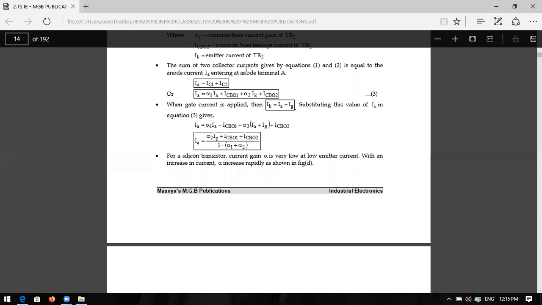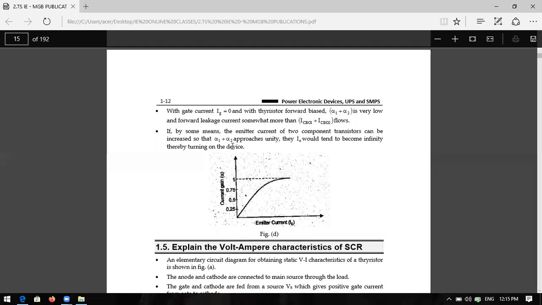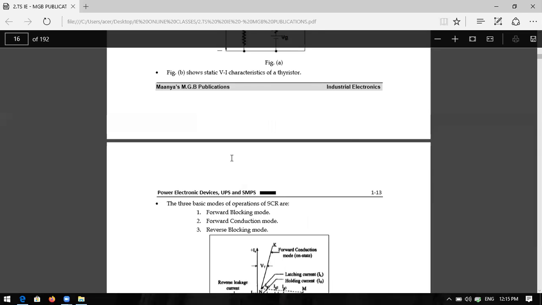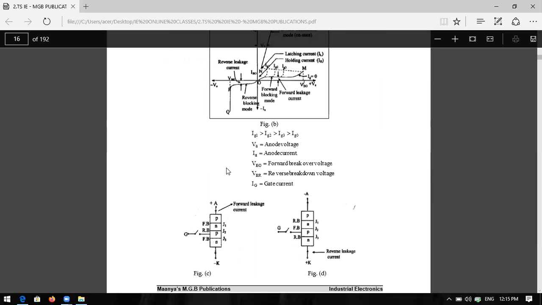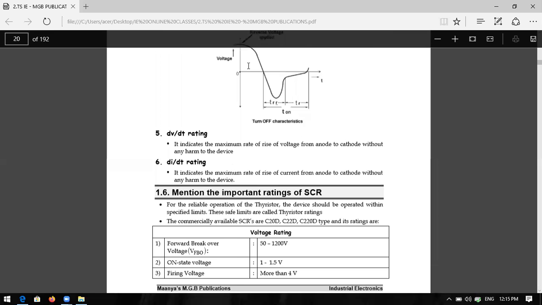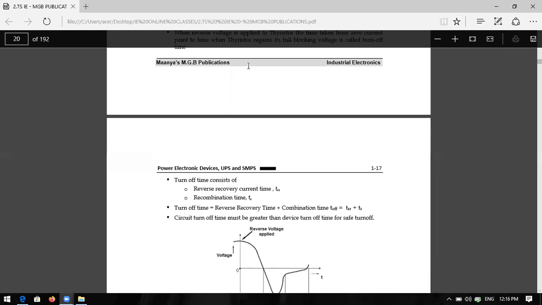Right, I will wind up here. So tomorrow I will give the mathematical analysis as well as the VI characteristics. Okay, everything I will give. Okay, right. So I will end this session.